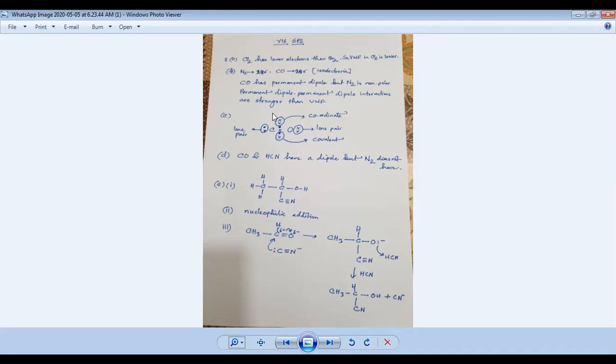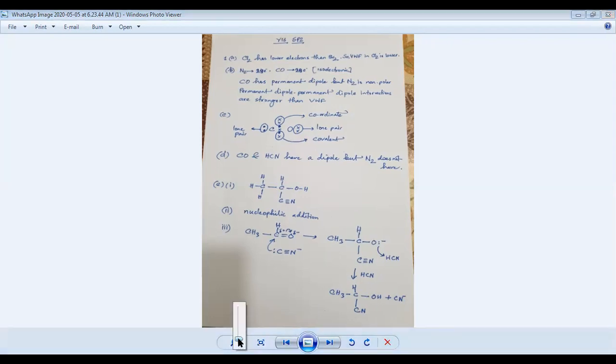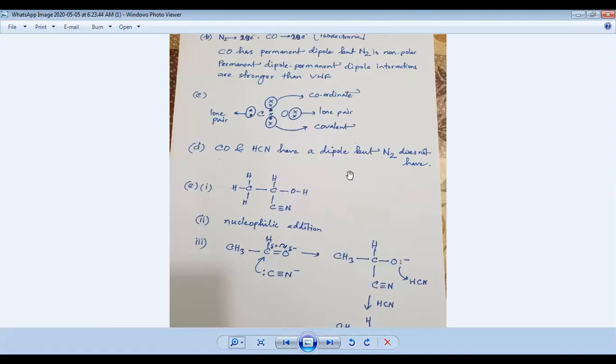I hope it is clear. Please respond in the chat group. If you have any question, I will explain it again. Or if you don't understand anything, you can tell me. Otherwise, respond if you understood so that I can proceed to the next question. If you have any doubt in question number 1, you can tell me. I'm just making it a bit bigger so that you can see it properly.